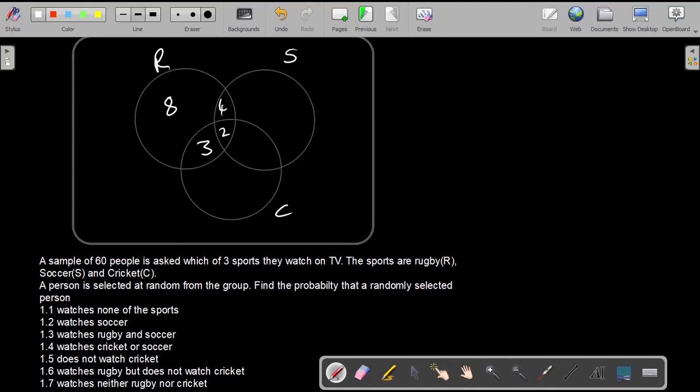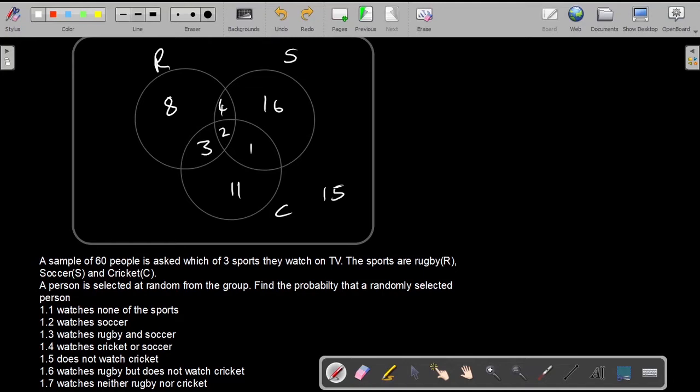And now all these numbers that go in here, as I previously said, are associated with the people who actually watch these sports. And if you look on the outside of cricket, soccer, and rugby, you actually do have 15 people who don't watch any of these. So if you have a number outside, it basically means it does not fall in any of the classes here. So these people don't watch rugby, soccer, or cricket.